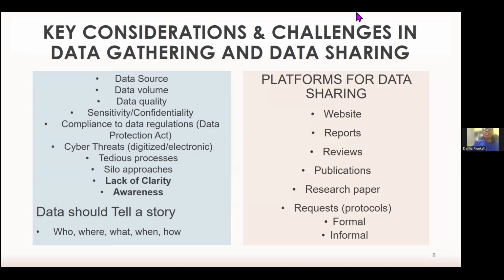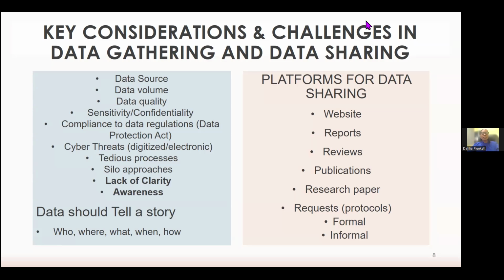So some key considerations and challenges in data gathering and data sharing, I have just listed them here, and I will go through that listing quickly. Our data source, where we get our data from, is important. Our data volume: sometimes we collect a whole lot of data, but we have not clearly defined what we want. So we have a lot of data, but not necessarily always useful.